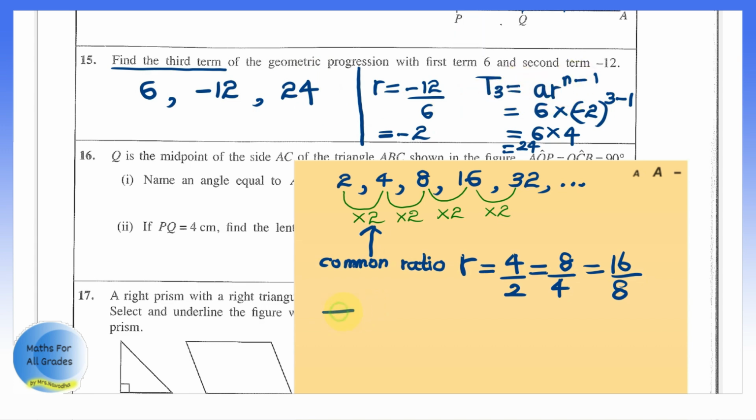We use this formula to find any term in a geometric progression. Tn equals ar to the power n minus 1. Tn is the nth term, a is the first term of the geometric progression, r is the common ratio, n is the number of the term. For this progression, a is 6, the first term, and r is minus 2. We want to find the third term, that's why I wrote 3 here. So 3 minus 1 equals 2, minus 2 to the power 2 equals 4. 6 times 4 equals 24. In that way, you can find the third term of this progression.